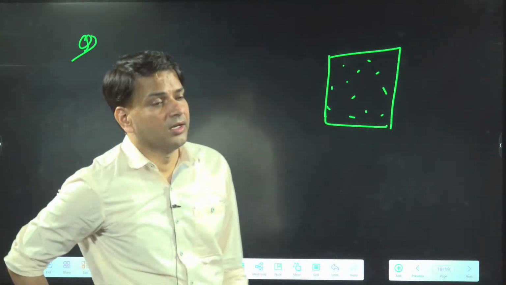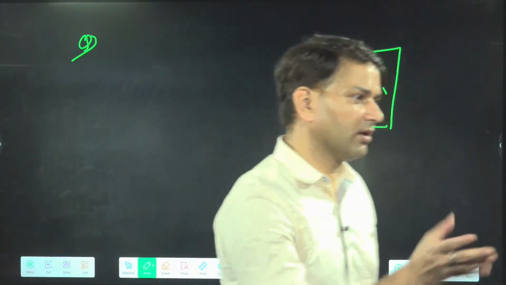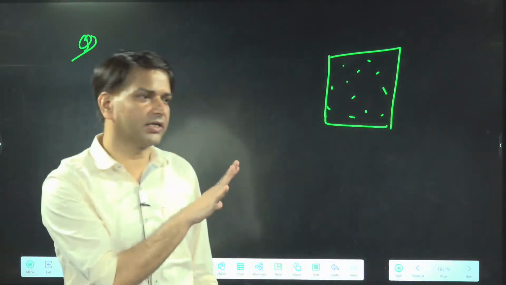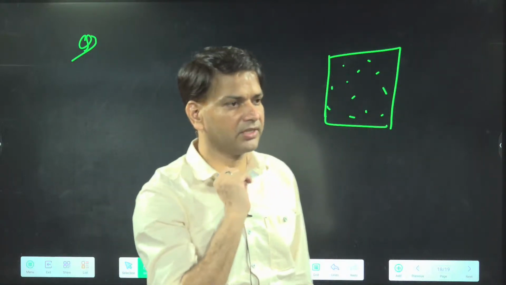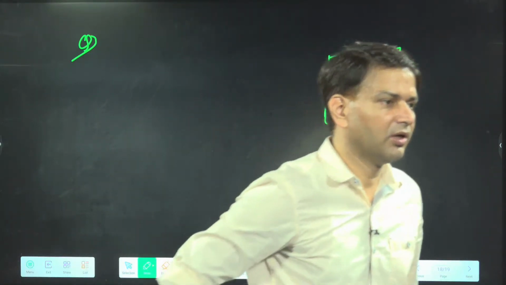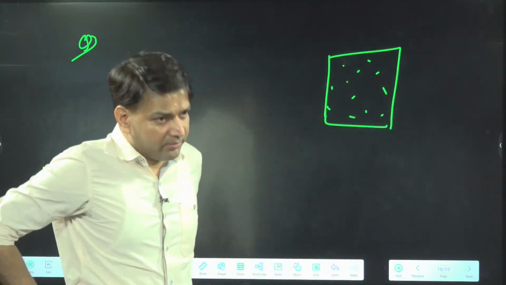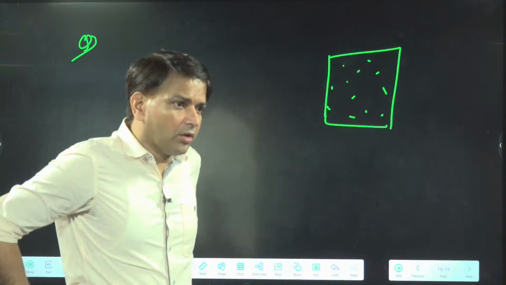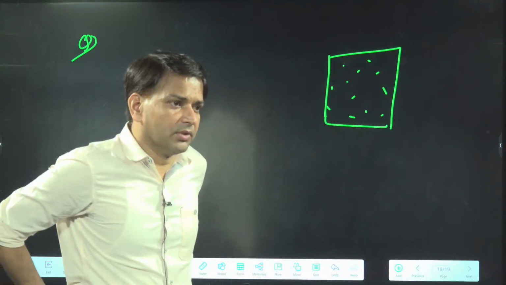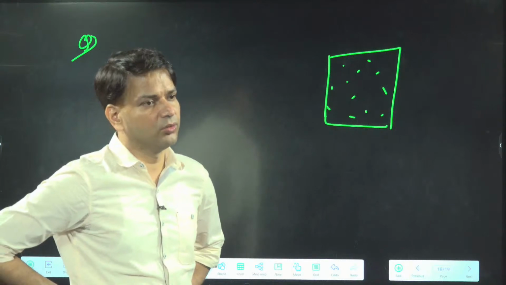Second thing, suppose I am saying a gas is enclosed in the container. Now I am increasing the temperature. All the molecules dissociate into atoms, and I made the temperature double. Initial mean free path was lambda. What is the mean free path now?